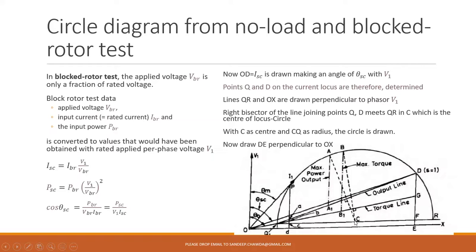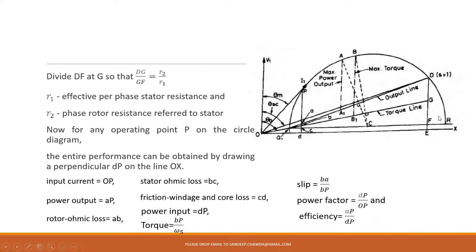When the center of the circle is with you, you can draw the circle considering this radius. Now you have the point D, so you can draw a perpendicular DE to the horizontal axis OQ, which gives you a certain value. What would be the next step? It is obvious that we are going to find the point G. G will be found in such a way that DG gives you R2, and GF represents R1.